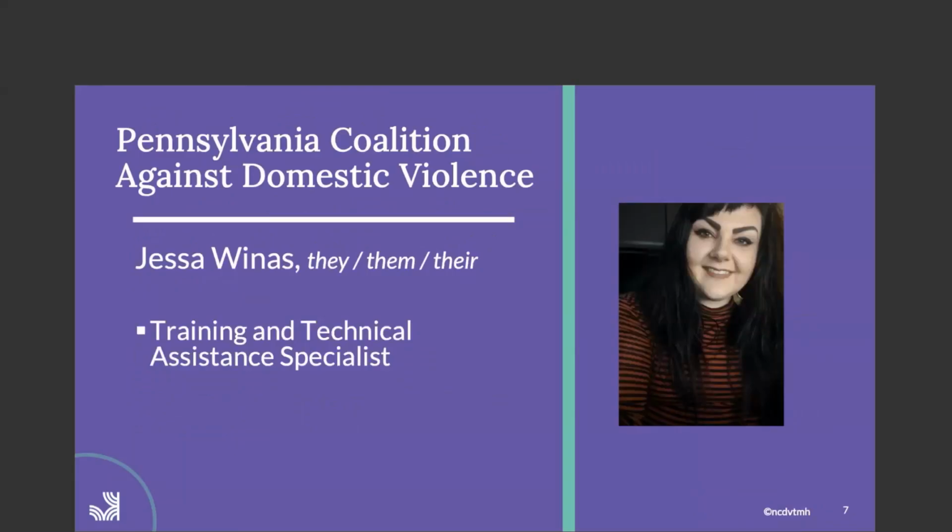Awesome. Hello, everyone. My name is Jessa. I use they, them, their pronouns, and I am a training and technical assistance specialist at the Pennsylvania Coalition. Pennsylvania is the first domestic violence coalition in the nation, which is exciting. We are a pass-through funder. So we fund 59 programs that serve all 67 counties in our state. And we also offer a very large list of different types of advocacy responses and services.